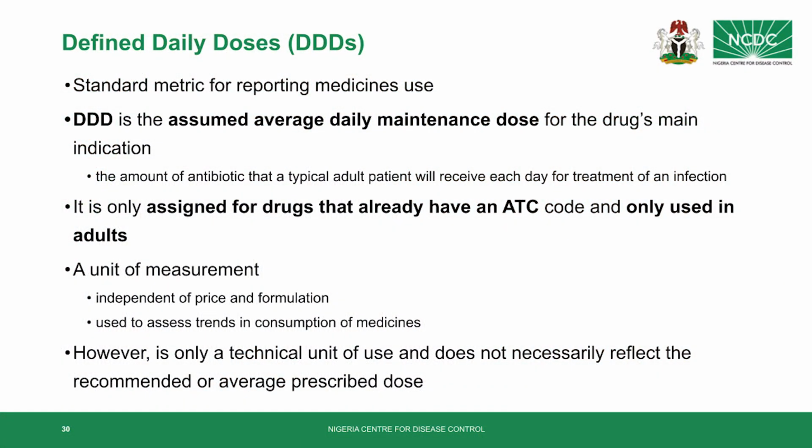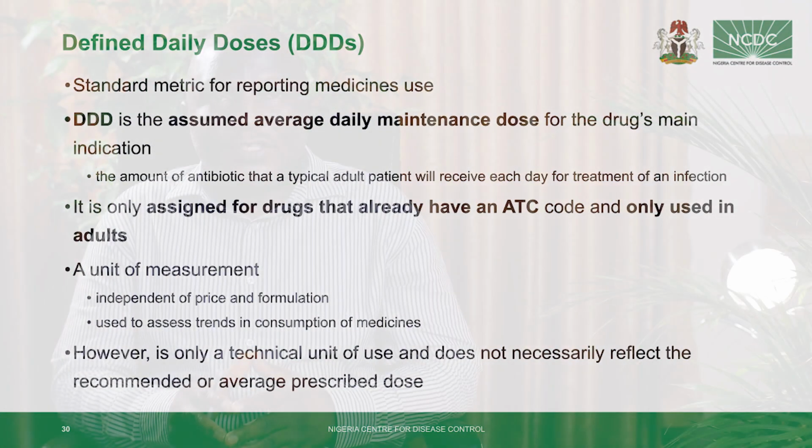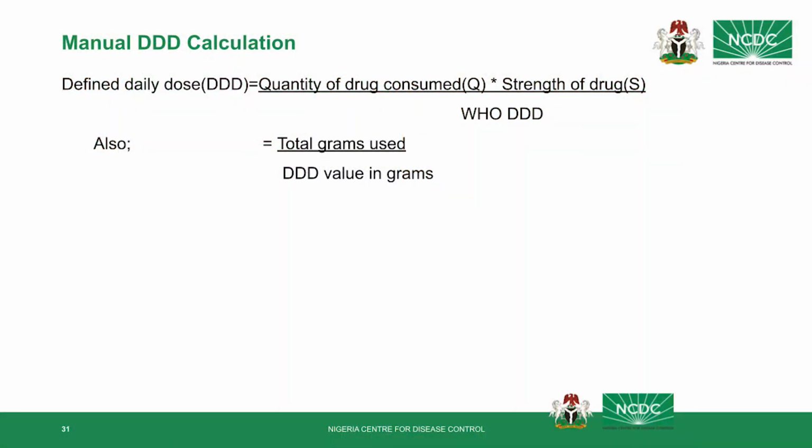It is a standard metric for reporting medicine use. DDD is the assumed average daily maintenance dose for a drug's main indication. So as you can see, DDD is defined as the quantity of drug consumed times strength of drug divided by the World Health Organization defined daily dose, which also means total grams used divided by DDD value in grams.